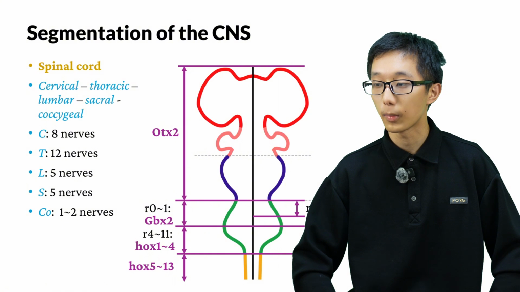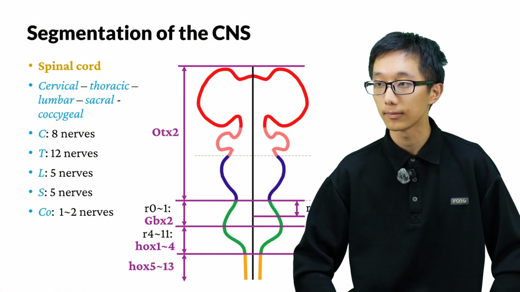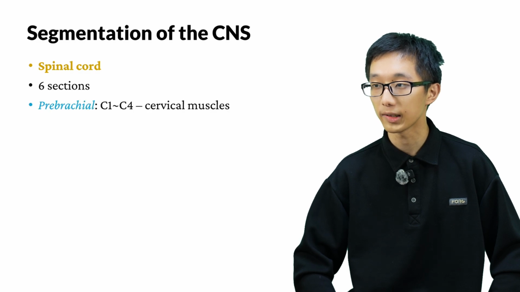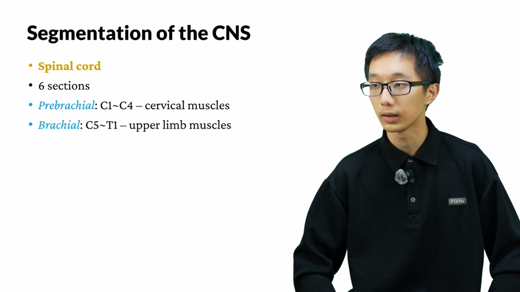Spinal cord segments are marked by the homeobox genes 5 to 13. Another type of division of the spinal cord is according to function, or we could say the tissue organization. There are 6 major sections of the spinal cord. They are the prebrachial segments, from C1 to C4. They control the cervical muscles. The brachial segment, from C5 to T1, controls the upper limb muscles.